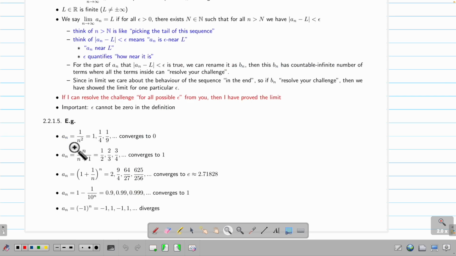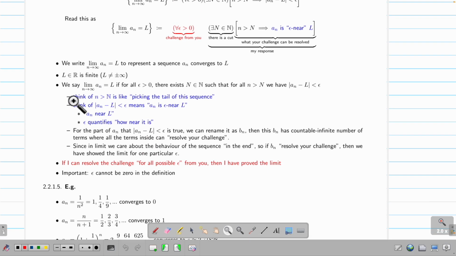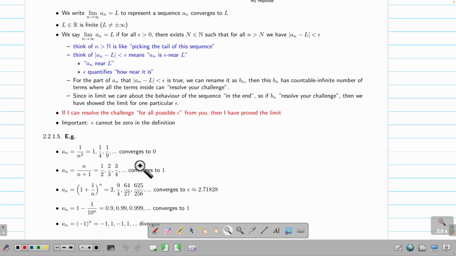Let's say I have a sequence like this. Well, this guy is getting smaller, smaller, smaller, and smaller. So we will say this limit goes to 0. So L is 0. The big L is 0. So we are saying that the limit of this as n goes to infinity is 0. So here's how you prove this.